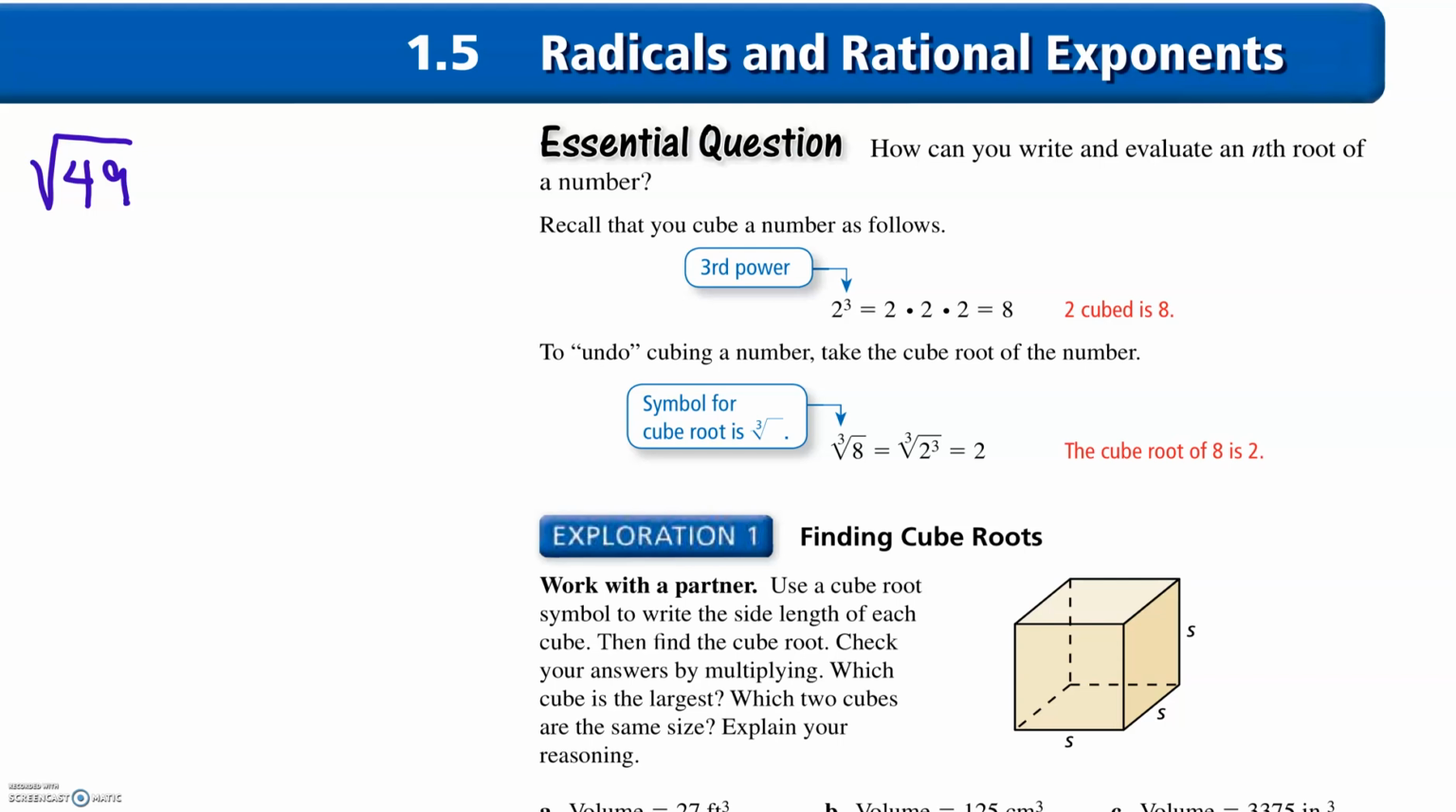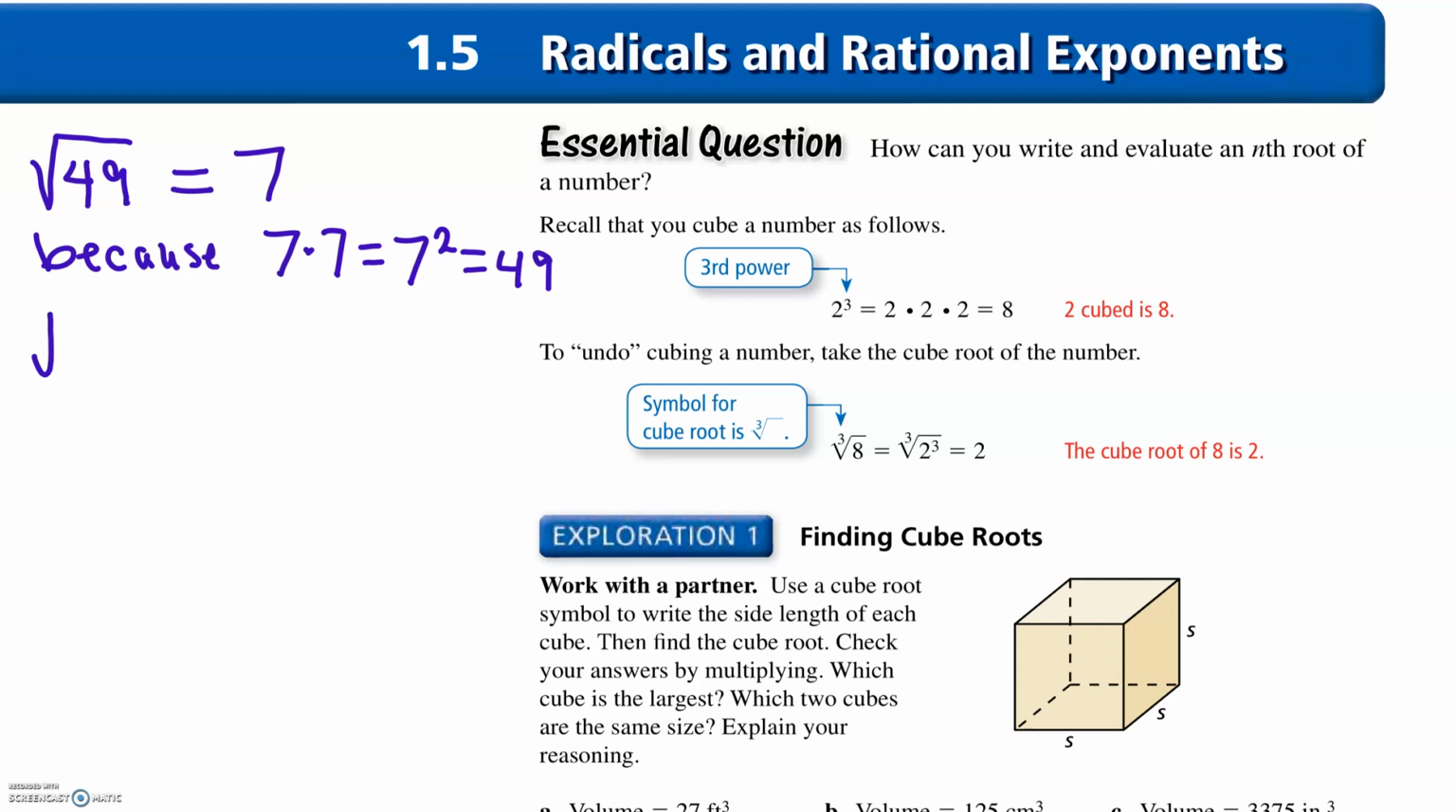So let me just remind you that the square root of 49 is 7, and I want to ask you why that is. Well, it's because when we look at the square root of 49, we're looking for a number that when you multiply it with itself will get you to 49, and that number is 7. 7 times 7, which is 7 squared, that's 49. All right, square roots undo squares. That's what we need to understand about square roots. Cube roots undo cubes. We're going to talk about that in a second.